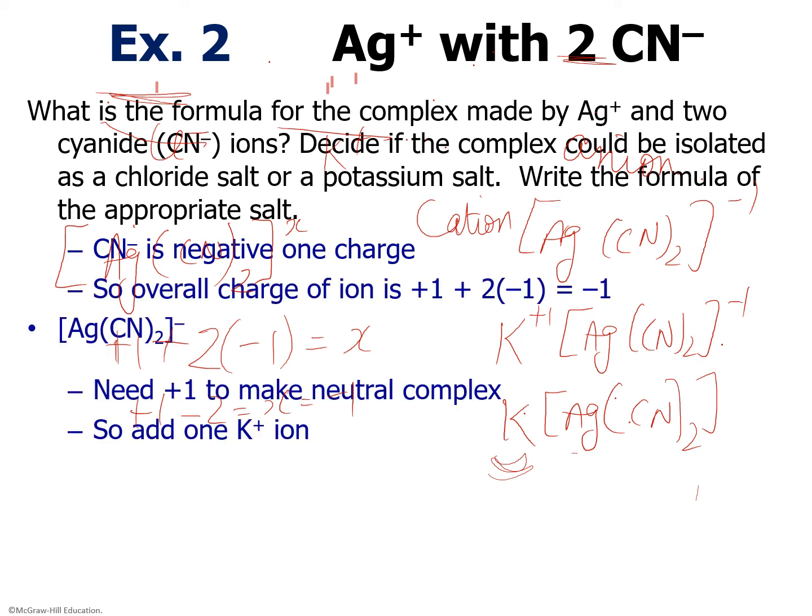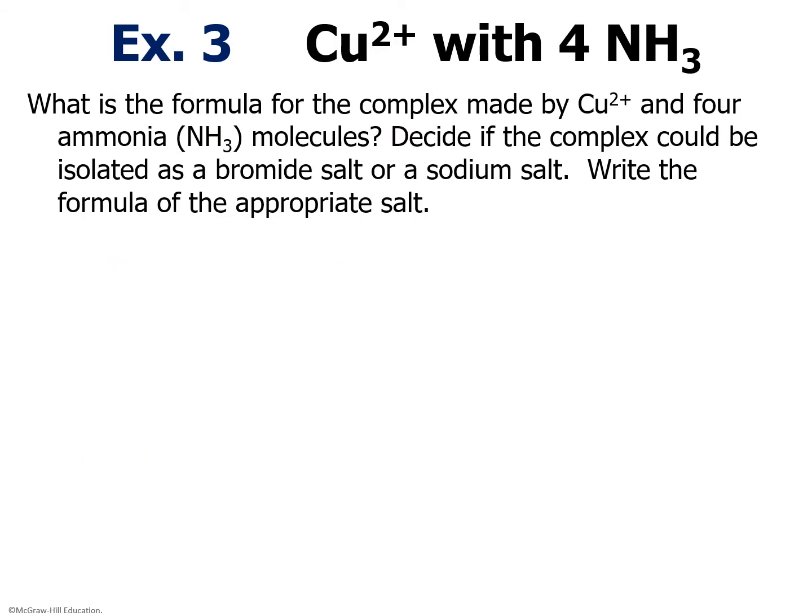Okay. Moving on, we have the next question. So in this case, what is the formula for the complex made by copper 2 plus and 4 ammonia molecules? Let's try this question out by ourselves. Decide if the complex could be isolated as a bromide salt or sodium salt. Write the formula for the appropriate salt. So this is based on the exact same idea.